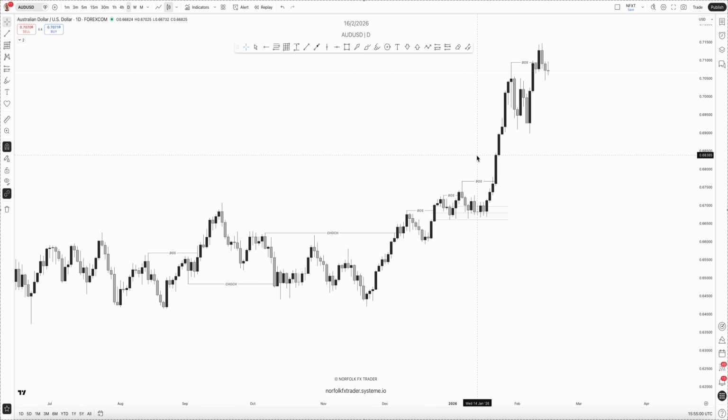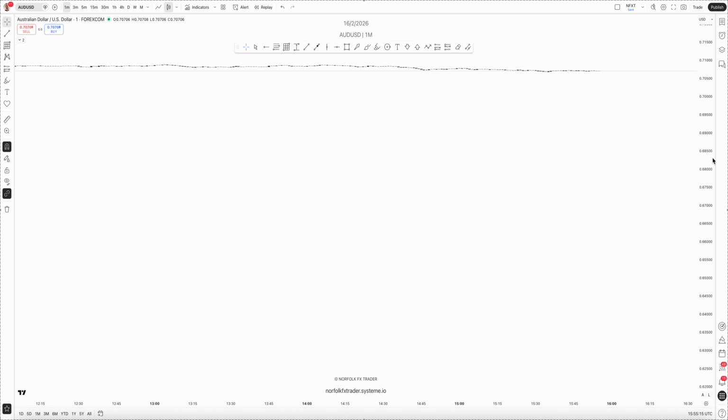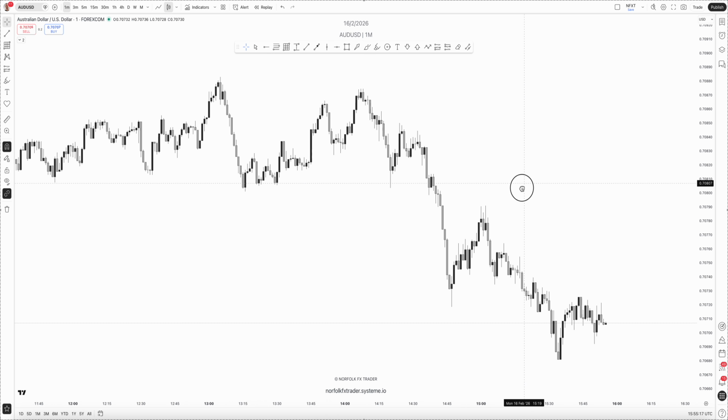I'm not saying you're looking to trade on this time frame, but you can look to take entries on the lower time frame with this potential structure. So that is how you can look at first and second break. Now this is a daily time frame. Let's just pop down to a 1 minute time frame, and let's look at the same sort of thing.